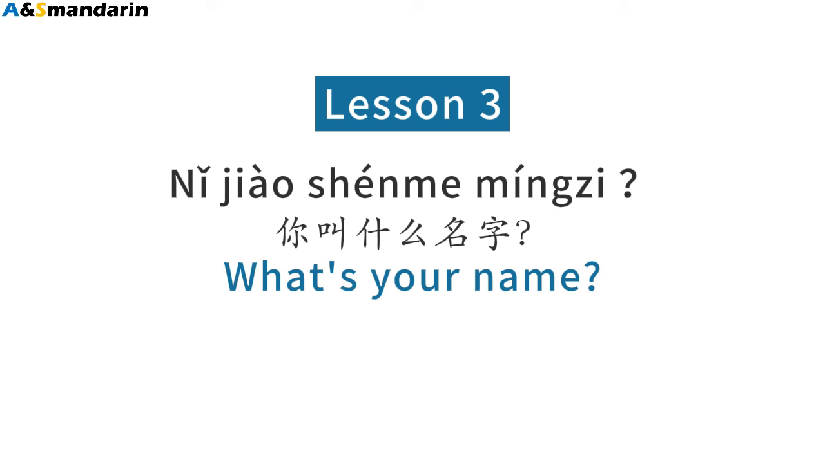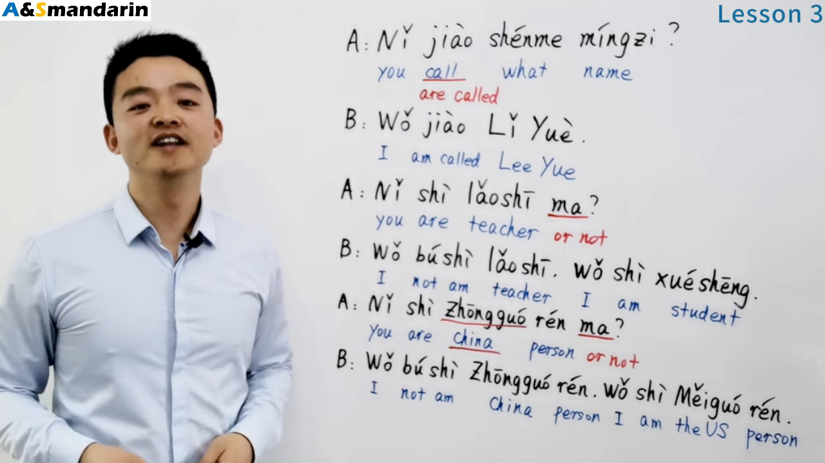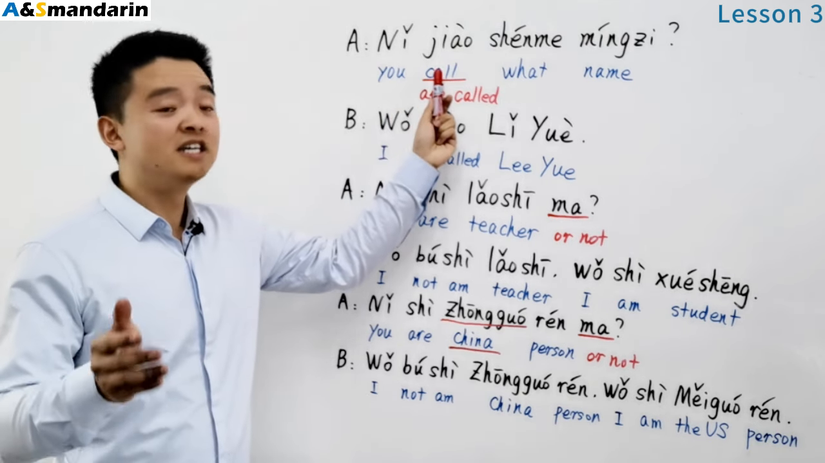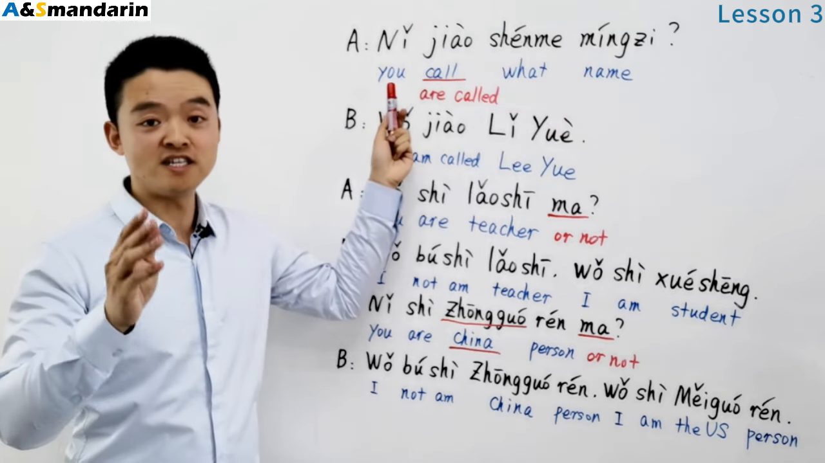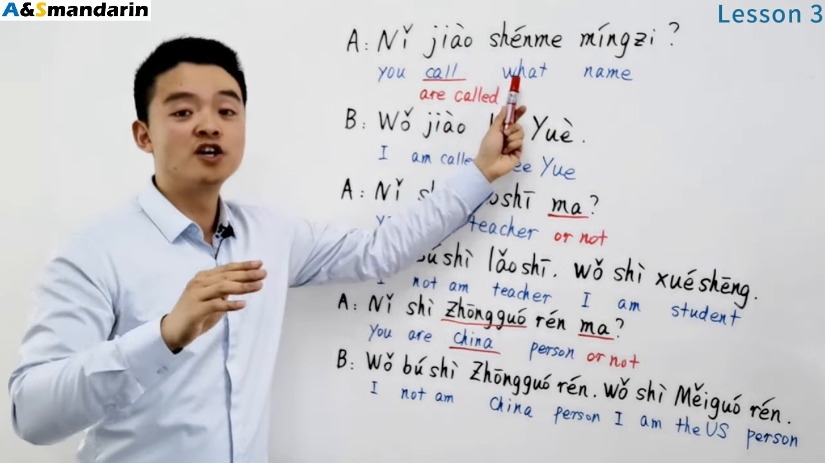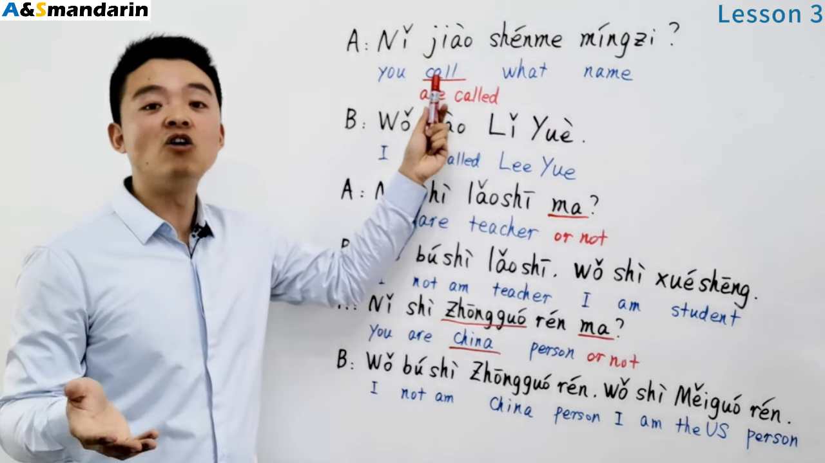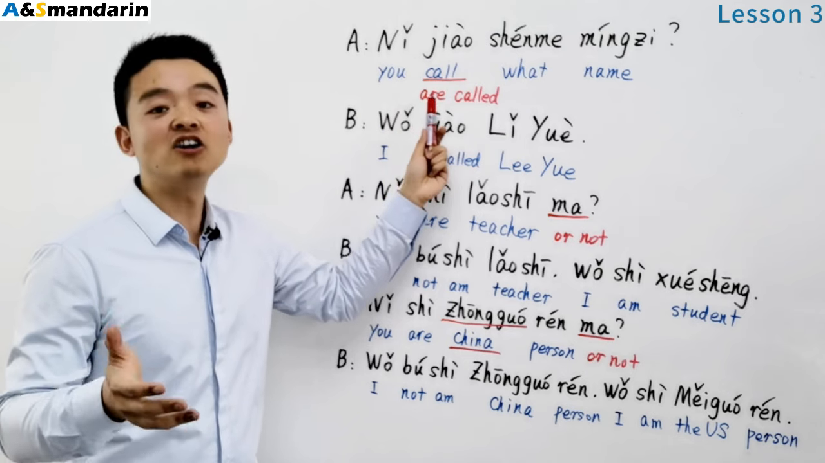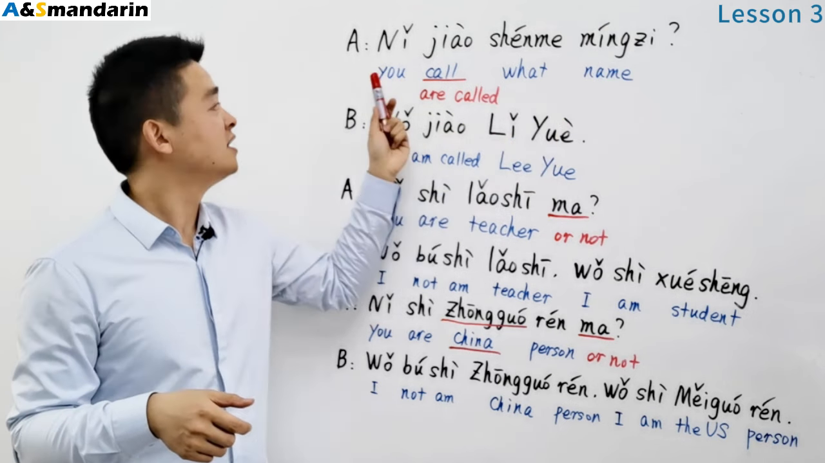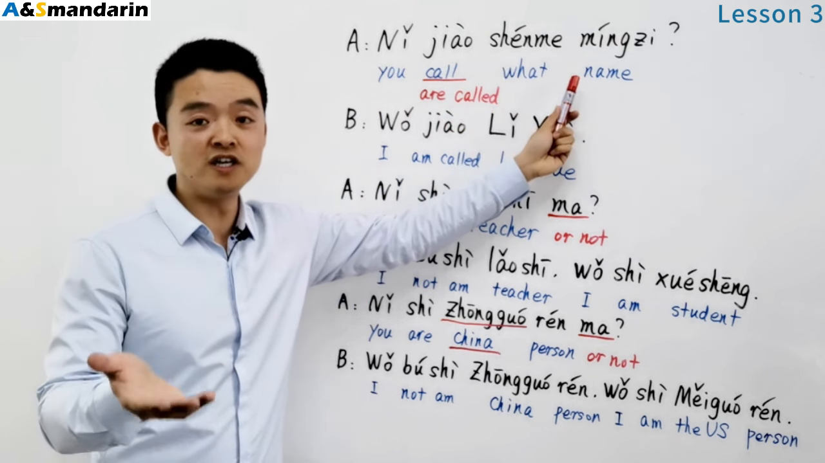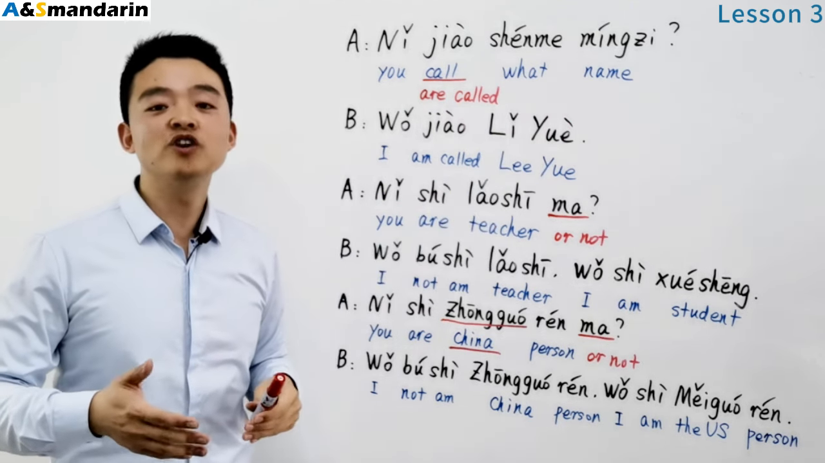Lesson 3. 你叫什么名字？What's your name? Let's go through the text in lesson 3. Text 1. A says, 你叫什么名字？你 you, 叫 call. Here, we can take it as are called. 什么 what, 名字 name. 你叫什么名字？You are called what name? That is, what's your name in Chinese?